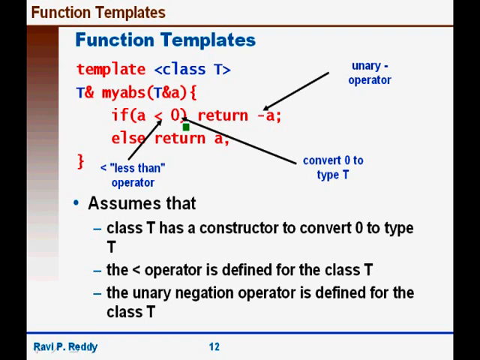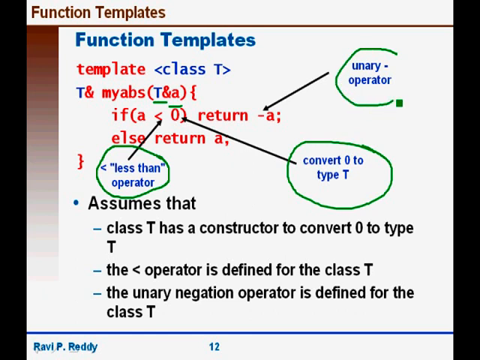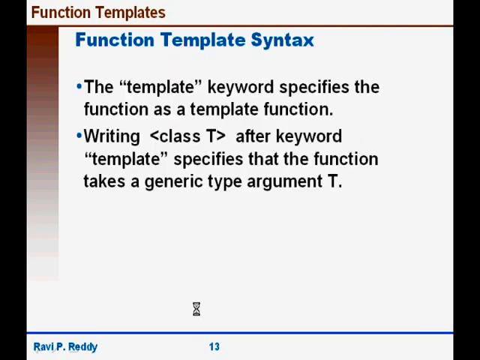One is the comparison against a zero. So this could be either some kind of a function which compares the object of the class T against 0, or it should have some kind of a conversion function to convert a 0 to a type T, along with the function overloaded for the less than operator. It also needs to have the overloaded unary minus operator, because here we write minus a. So what do we assume out here? The class T has a constructor to convert 0 to type T, or it has a function which can compare against integers. The less than operator is defined for the class T, the unary negation is defined for the class T.